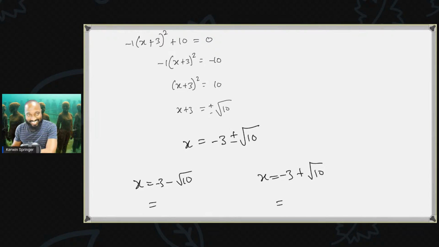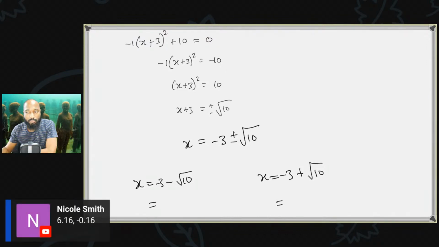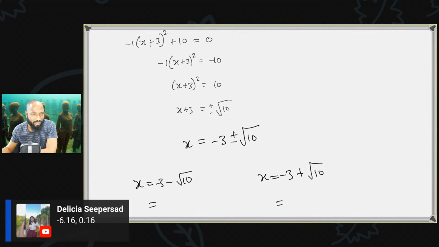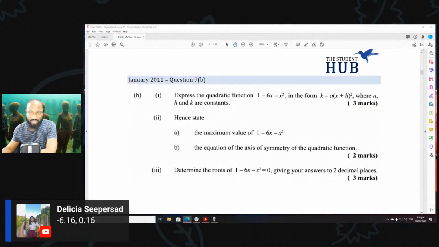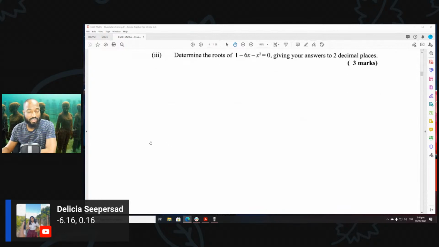So what are the 2 values you all got? What are the 2 values you all get? Boom and bang. So one is, wait, something a little wrong there. It's supposed to have a negative sign. So -6.16. This is to 2 decimal places, and 0.16. I'll agree with Delicia. The 2 decimal places, yeah.